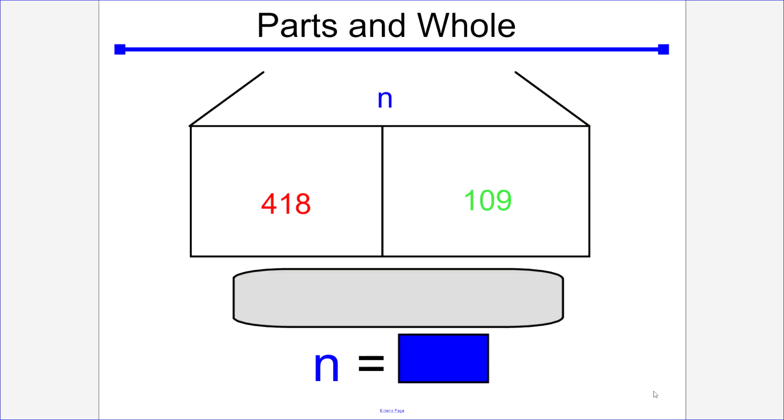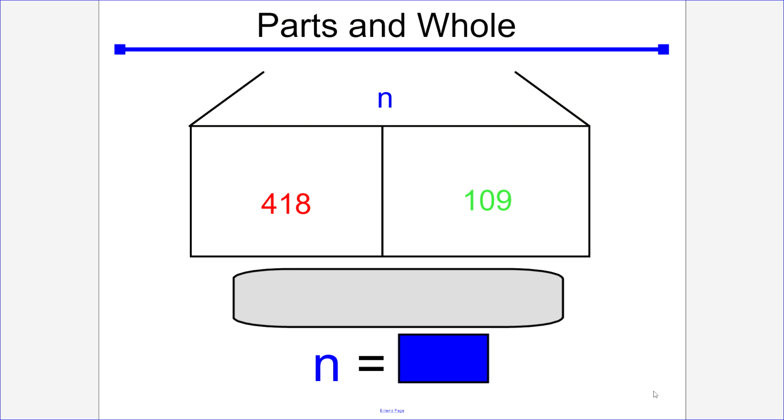We're going to use that information to solve a couple of bar diagrams. Here you can see I have a bar diagram with some numbers in it. I have 418 as a part and 109 as a part. Think to yourself, what is missing in this bar diagram? Is the unknown information a part or the whole?